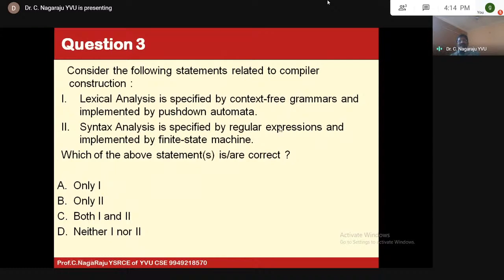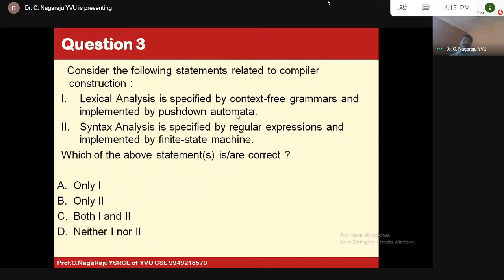Context-free grammars are implemented by finite state machines, and implemented by what? Push-down automata, or parse trees, right? Or stacks. So that's why both the sentences are wrong. That's why the answer is D: neither one nor two is correct.